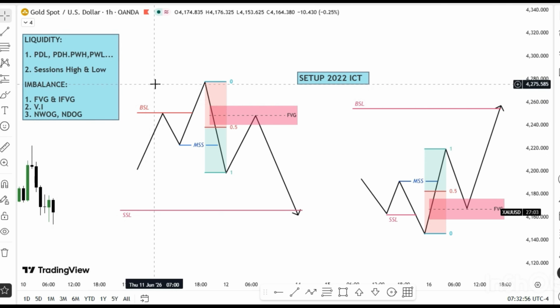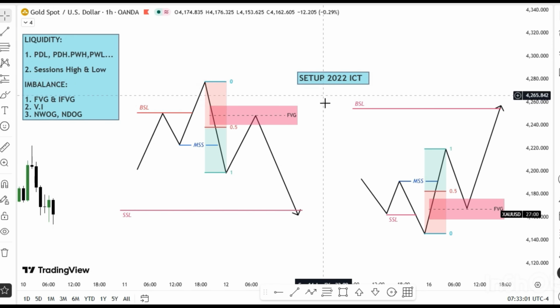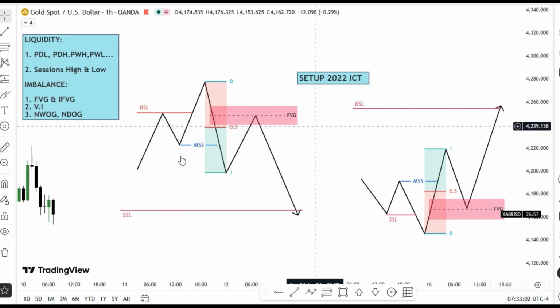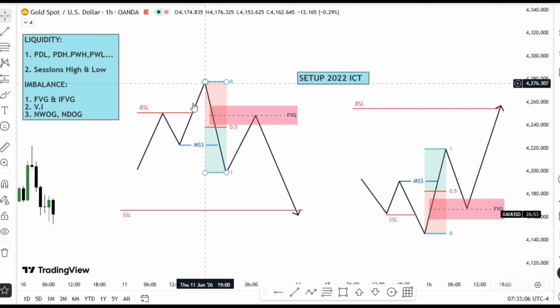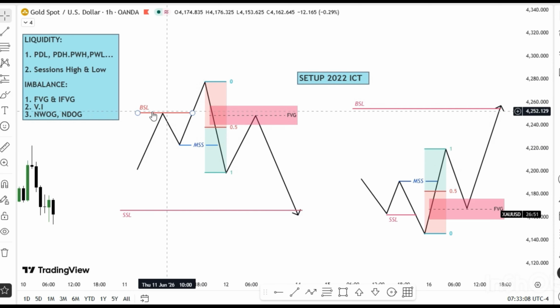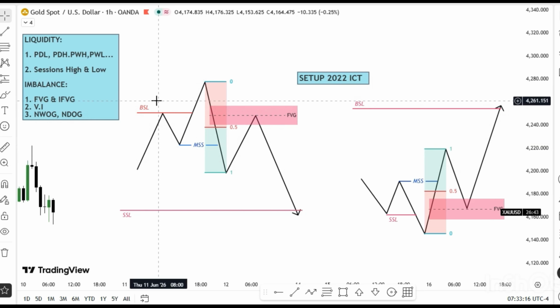Now, how do we actually trade the 2022 setup? Let's say the market is bullish. Price is pushing up from a lower low and reaches a pool of buy-side liquidity. This could be yesterday's high, the Asian session high, or it could be tapping into a higher timeframe imbalance, like a 4-hour or daily FVG. In the 2022 setup, liquidity and imbalance always go hand in hand.